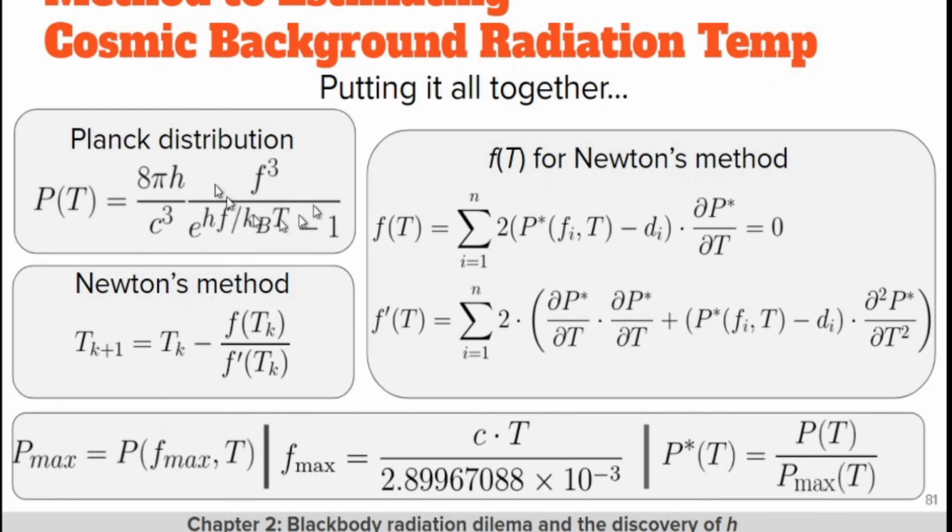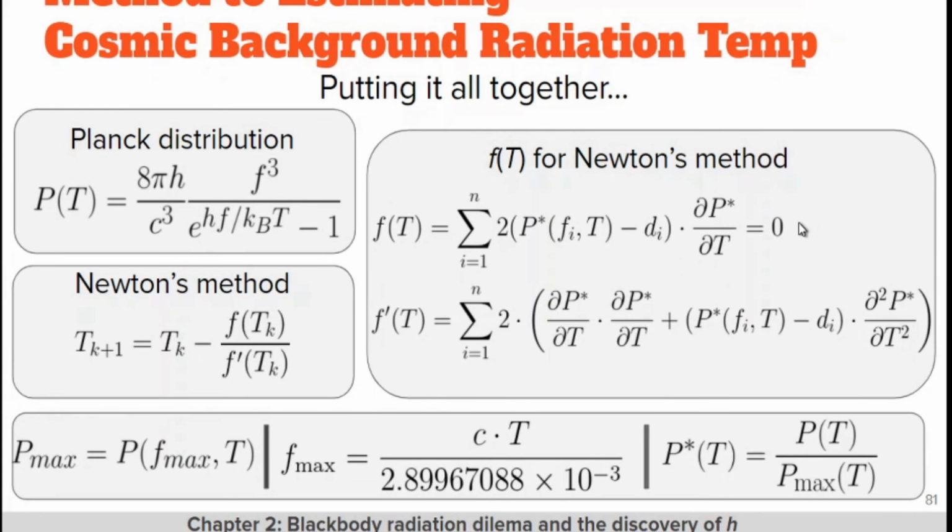All right. So we're starting out with Planck's distribution, and that's over here on the top left. P of t, that's just Planck's formula. And we have this cost function, and we found that differentiating the cost function and setting that equal to 0 gives us our function f of t. It's the sum over our n data points of 2 times this difference, multiplied by the derivative of p star, which is the normalized function. And all of that gets set equal to 0.